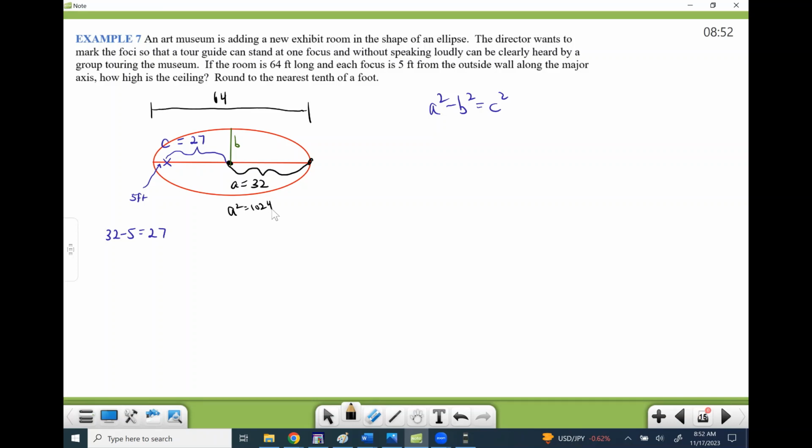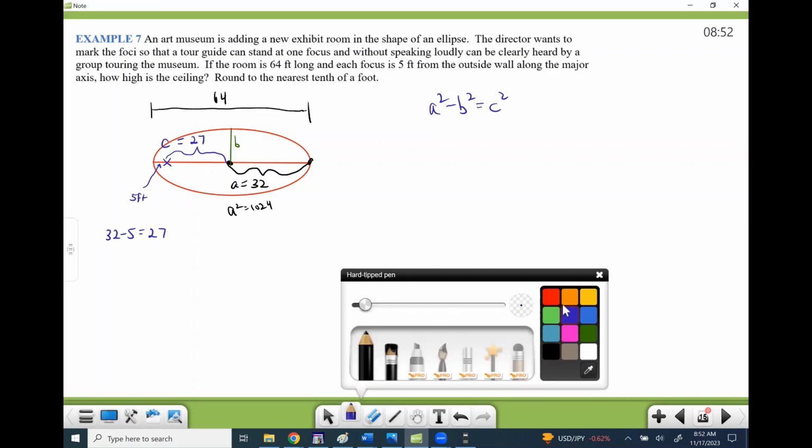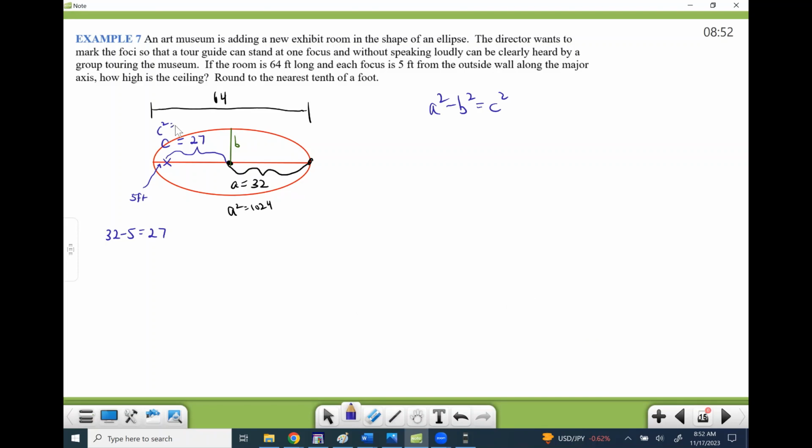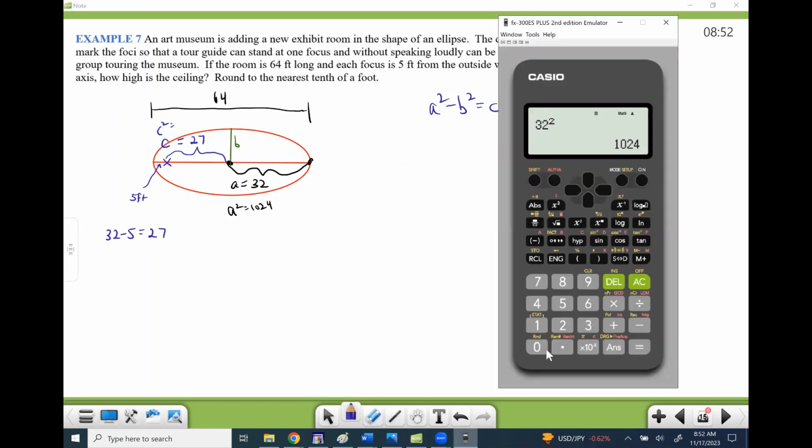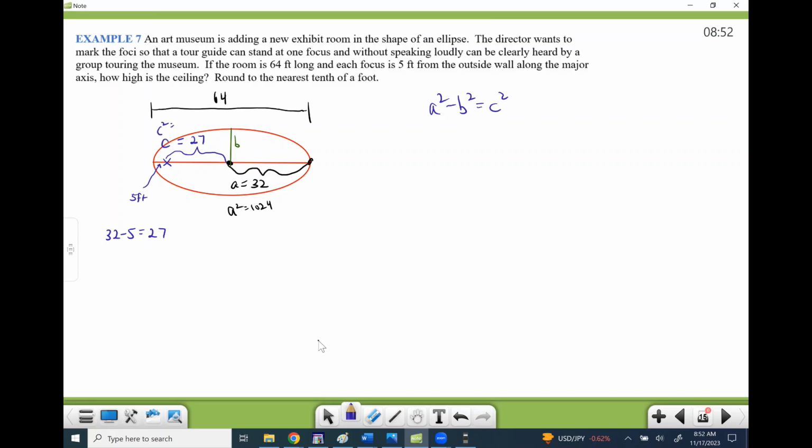And then we got to do 27 squared. We got to try to get C squared. So let's do 27 times 27. 729. Okay, so let's go plug it in. So A squared, we said, was 1,024.